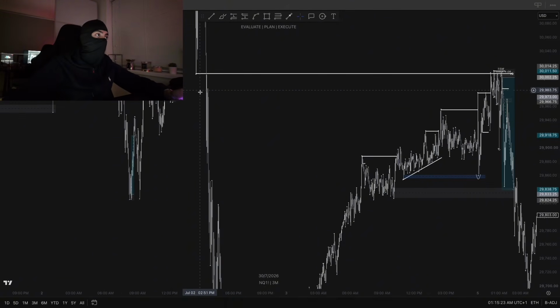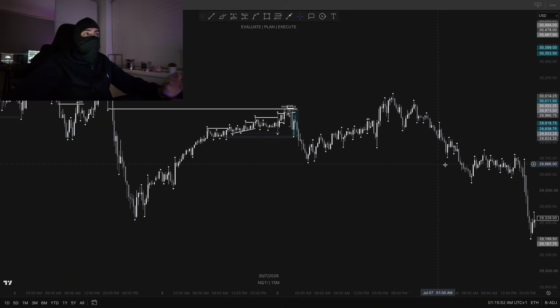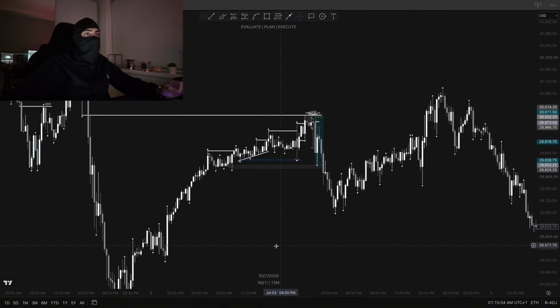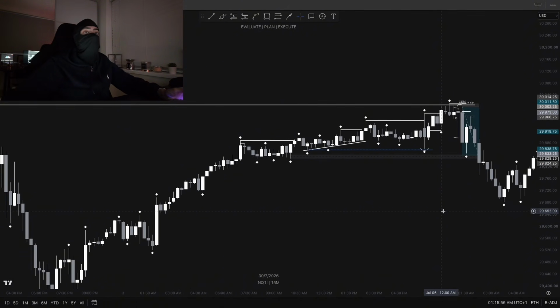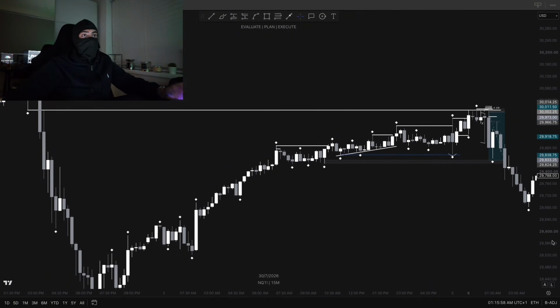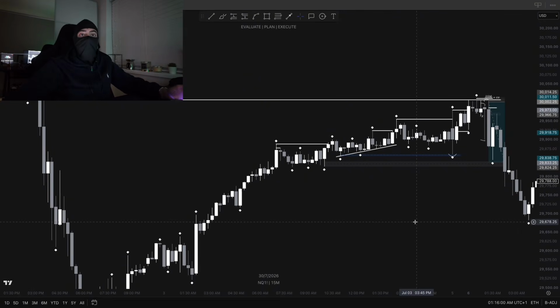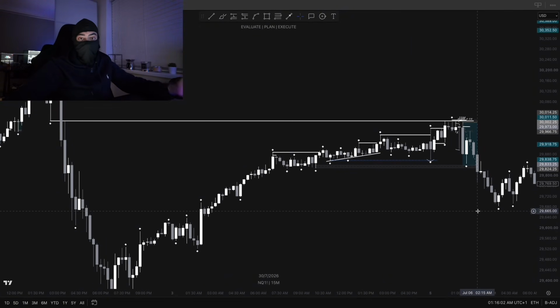Now for me, the key POI was this MSNR level. The 15 minute is like OP as fuck, okay? Because for me, from experience with MSNR, I initially learned it on a 1 hour, 4 hour.